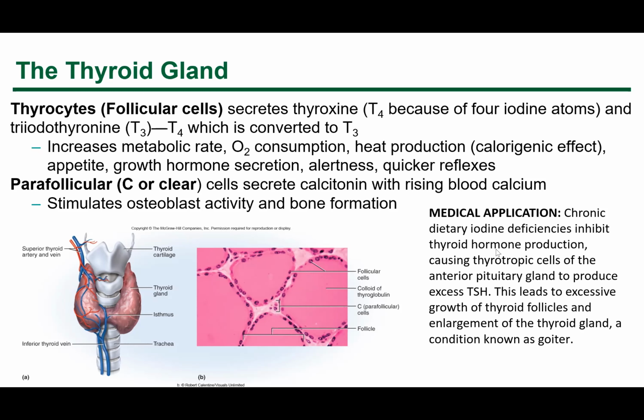So let's talk about endemic goiter. Endemic goiter is an enlargement of the thyroid gland due to insufficient dietary iodine. So if you go to the grocery store and you look at the salt section, you'll have a choice between iodized salt and not iodized salt.